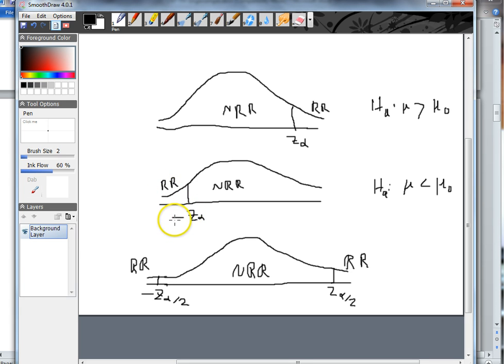My critical value is negative Z alpha, and if my test statistic value I computed from the data is below here, I reject. If it's up there, I do not reject the hypothesis.